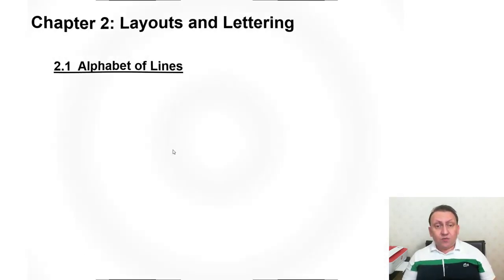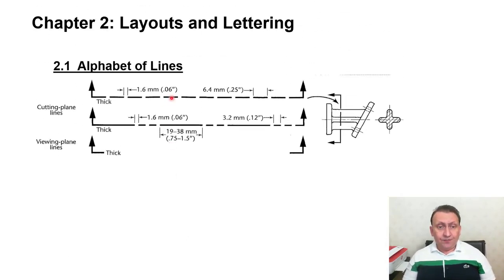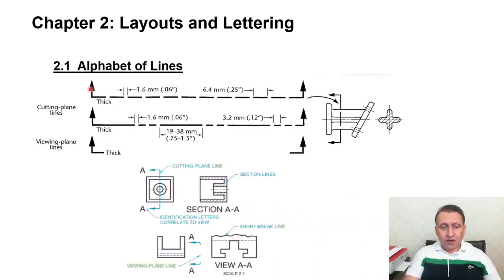Okay, let's move to other types of lines. We have cutting plane lines and viewing plane lines. The difference between them, the viewing plane line is you don't need to add lines in the middle. However, in some standards they add lines in the middle. And the cutting plane line, as you can see, is thick, it's not thin, and it consists of dashed lines with arrow from each side. Okay, but for the usage, you can use cutting plane line for different reasons or different purposes. So here is the difference between cutting plane line and viewing plane line.